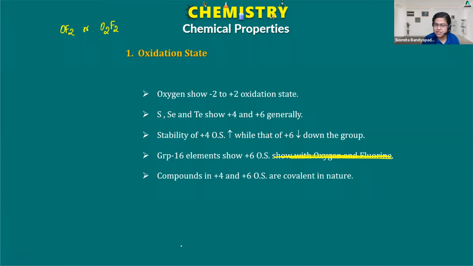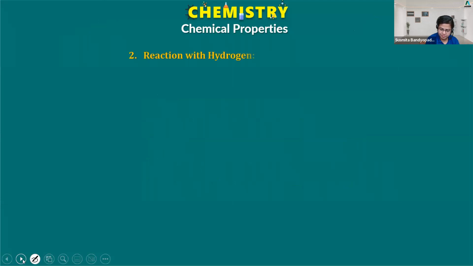So compounds in which the oxidation number is +4 or +6 are covalent in nature. Give some examples. SF6, sulfur sp3d2, octahedral geometry. SF4, seesaw shaped, sp3d, remember? So in the higher oxidation states, you will see that the compounds show covalent bonding prevalently. Very important, students.